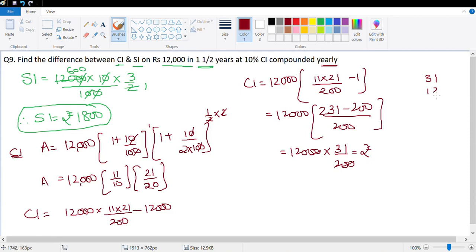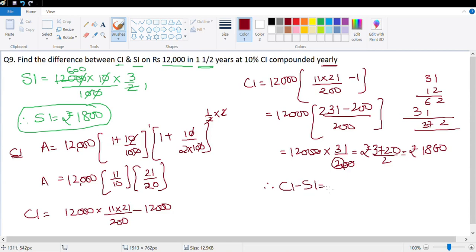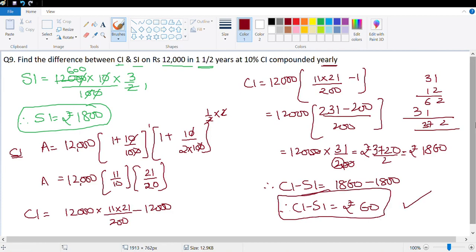So 31 into 12, that's 3720. Yes, oh, I have missed out a 2 here. So then that's divided by 2, which means this will be rupees 1860. Yes, there was a 2 in the denominator, which I missed out. So what we need to calculate is CI minus SI. That's 1860 minus 1800, which is equal to rupees 60. Therefore, compound interest minus simple interest is rupees 60.